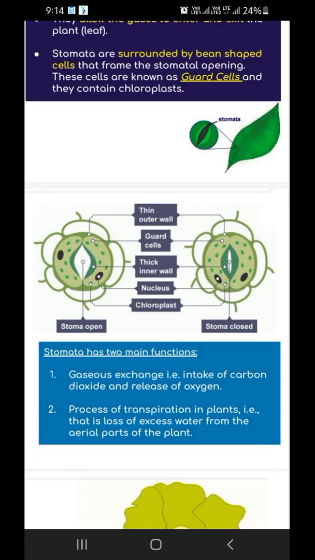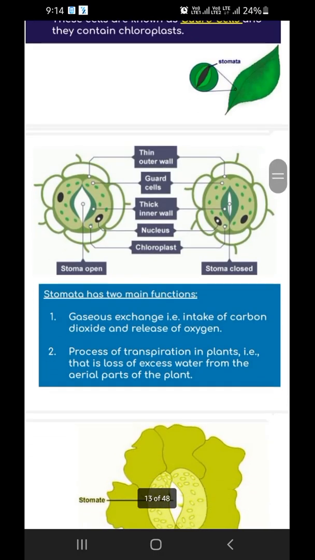In this we can see the nucleus, thick inner wall, guard cells, and chloroplast. The stomata has two main functions. First, gaseous exchange, that is intake of carbon dioxide and release of oxygen. Second, the process of transpiration in plants. Transpiration means the loss of excess water from the aerial parts of the plant.